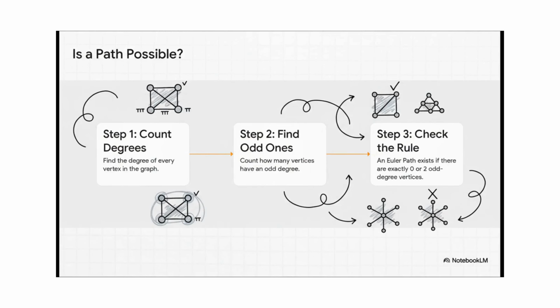So how do you know if it's even possible? Well, you don't have to guess anymore. Our new tool gives you a simple 3-step recipe. Step 1, count the degree of every single vertex. Step 2, figure out how many of those vertices have an odd degree. And step 3, here's the magic part. An Euler path is possible only if there are exactly 0, or exactly 2 vertices with an odd degree. Any other number? Nope, impossible.